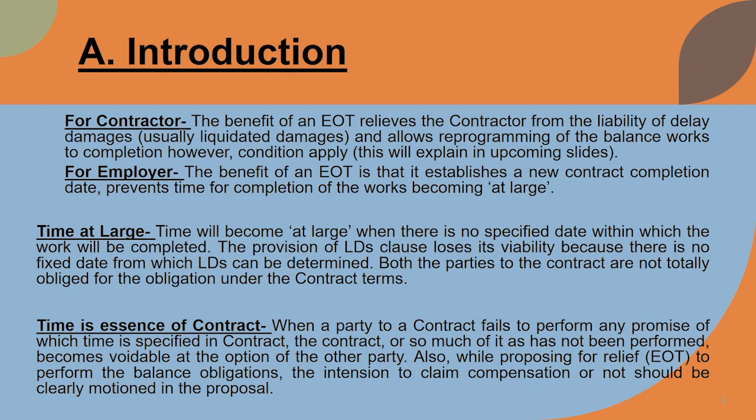Some contracts are formed considering time is the essence of the contract and some are not. When time is not the essence of the contract, the employer can impose liquidated damages, but the contract cannot be terminated. However, when time is the essence of the contract, and a party to a contract fails to perform any promise for which time is specified in the contract, the contract becomes voidable at the option of the other party. Also, while proposing the relief to perform the balance obligation, the intention to claim compensation or not to claim compensation should be clearly mentioned in the proposal while asking for the extension of time.